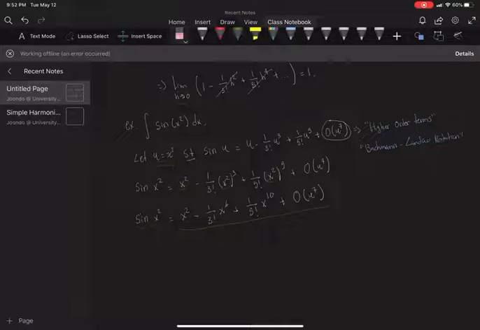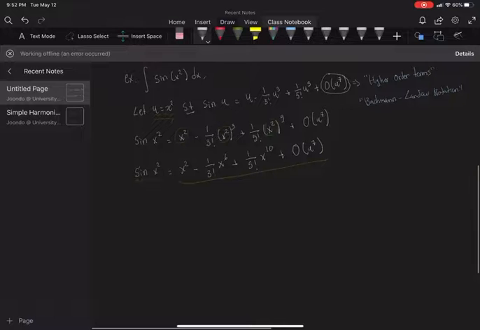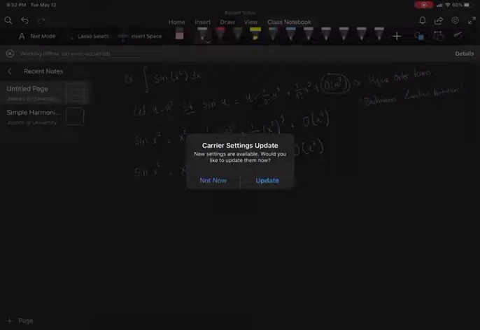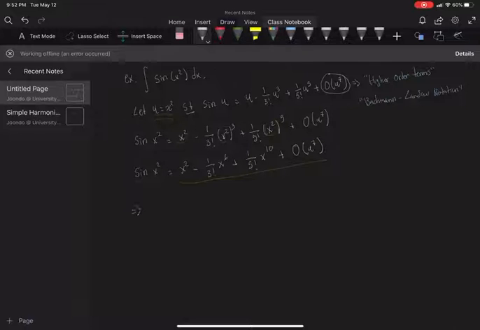So, ideally, the integral of sine of x squared dx, it's not the same thing, but it's approximately the same thing as the integral of x squared minus 1 over 3 factorial x to the 6th plus 1 over 5 factorial x to the 10th plus O(x to the 7th) dx. Maybe we don't know how to integrate this, but we do know how to integrate this.